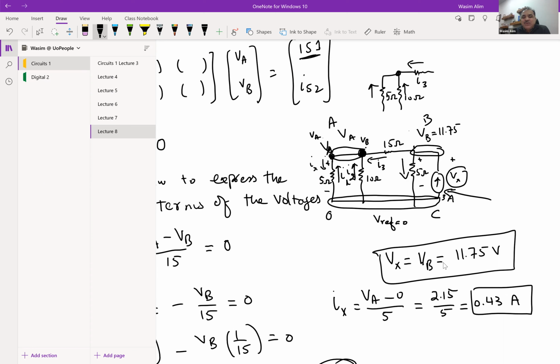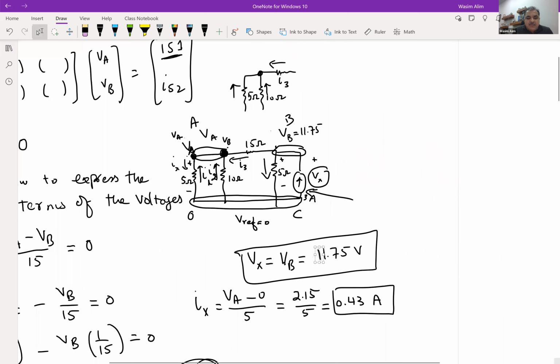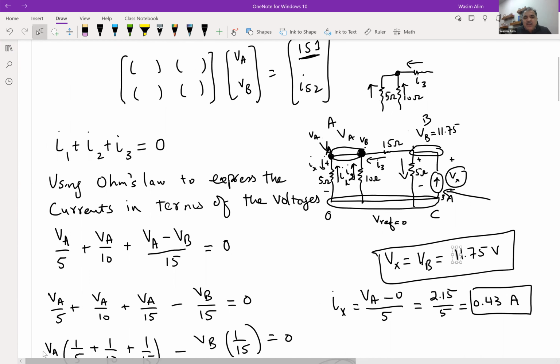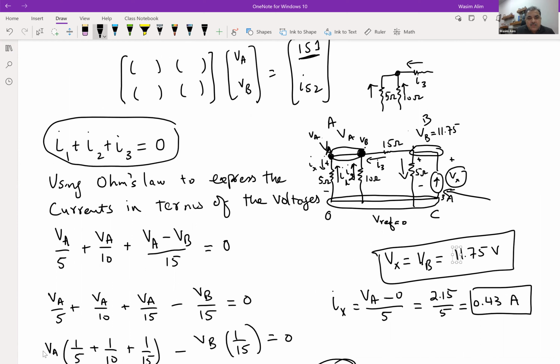Okay, sure. So once you have classified and identified all the independent nodes, all we have to do on the first node when writing the equations, if you don't know where to start, is to simply take the sum of all the currents and equate them to zero, like this, right?